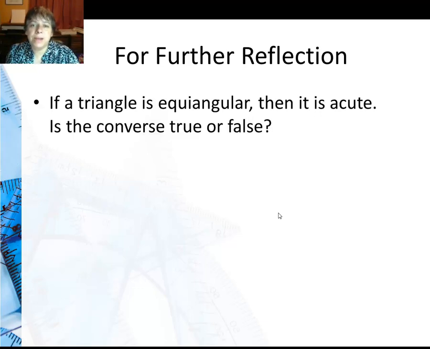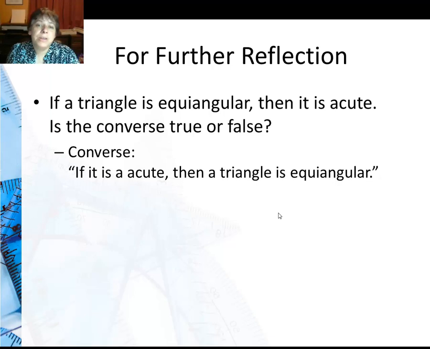So for further reflection, if a triangle is equiangular, then it is acute. Is the converse true or false? Remember, for the converse, we're just switching the hypothesis and the conclusion. So the converse would be, if a triangle is acute, then it is equiangular. Is that true or false?